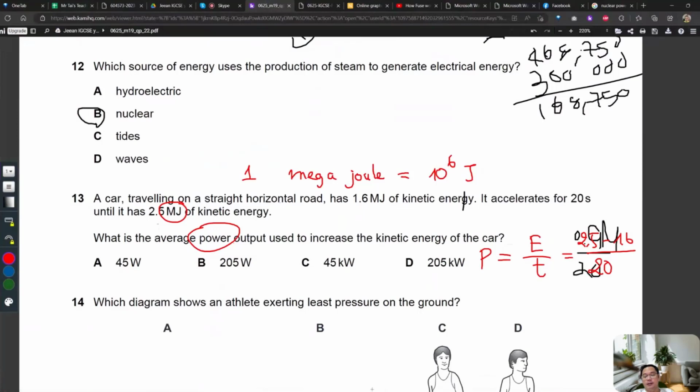So what is the answer? D. I'm checking it. 0.9 times 10 to the power 6 and divide by 20. 45,000, meaning 45 kilowatts. Correct? That is C.